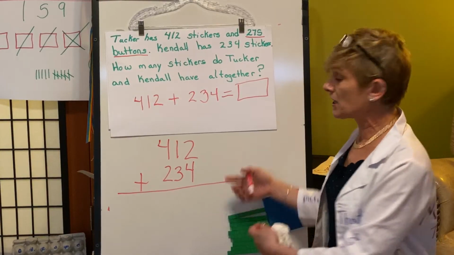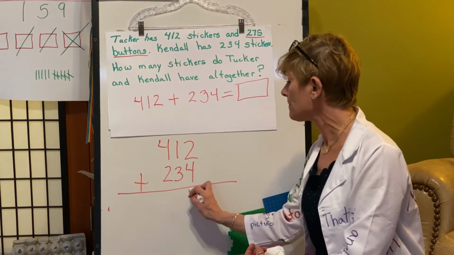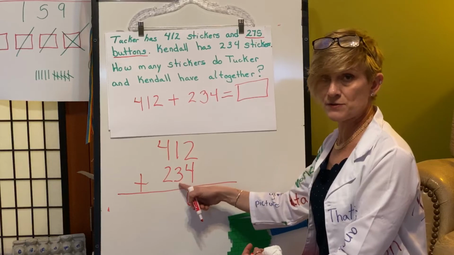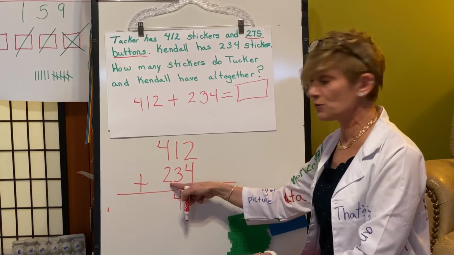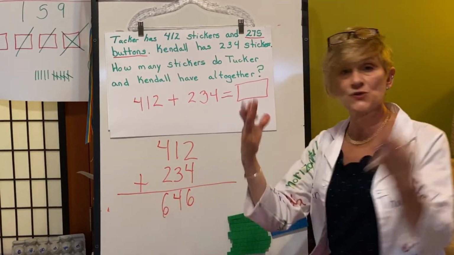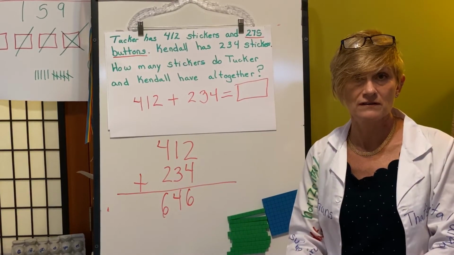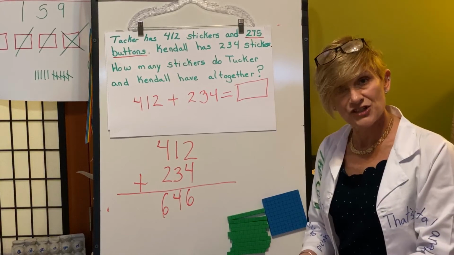This one looks pretty comfortable. 2 plus 4, 1 ten plus 3 tens, 400s plus 200, and so therefore I found my total. Did you guys get that?